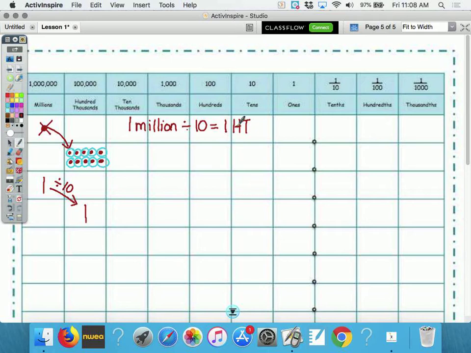And there's another way to say it, okay? How many are in the 100,000ths place here? 10. So I could say 10 100,000ths equals 1 million. Write that down.